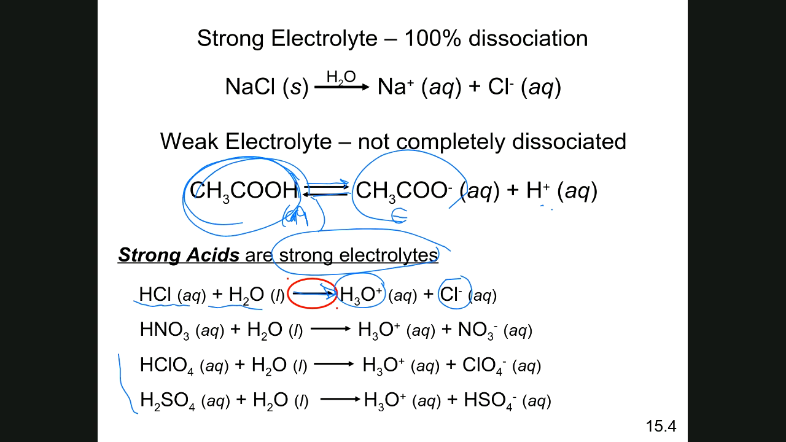For a strong electrolyte, when you have 100% dissociation, this would change to 0 after you add it to the water. So if you have 1 mole of NaCl, it would change to 1 mole of Na+ and 1 mole of Cl-, 100% dissociation.